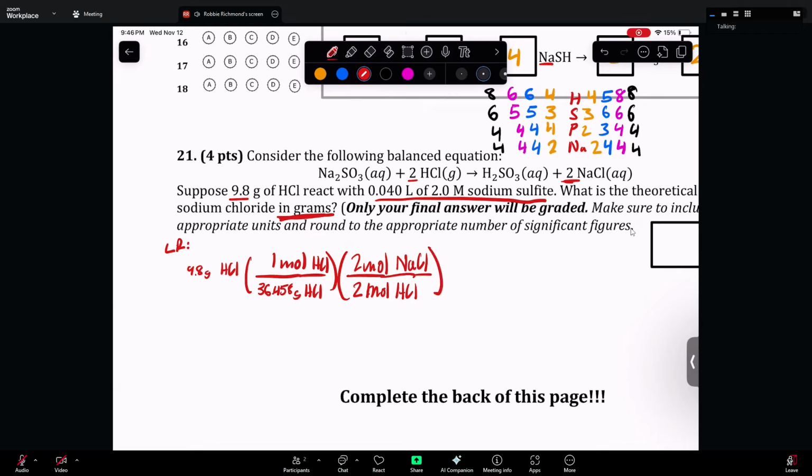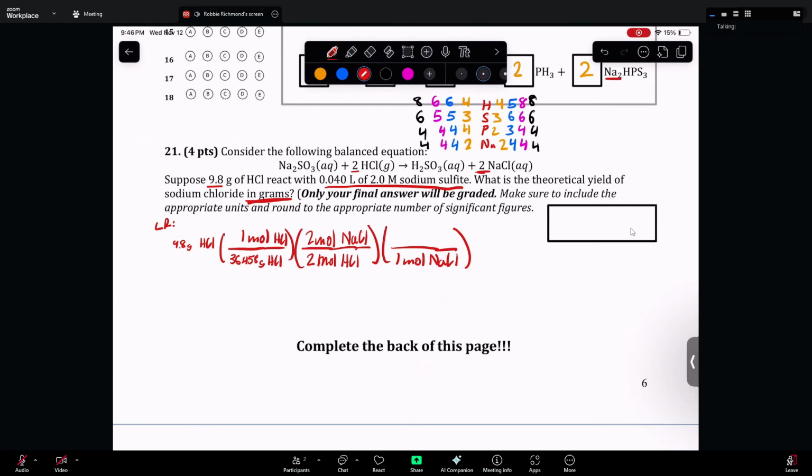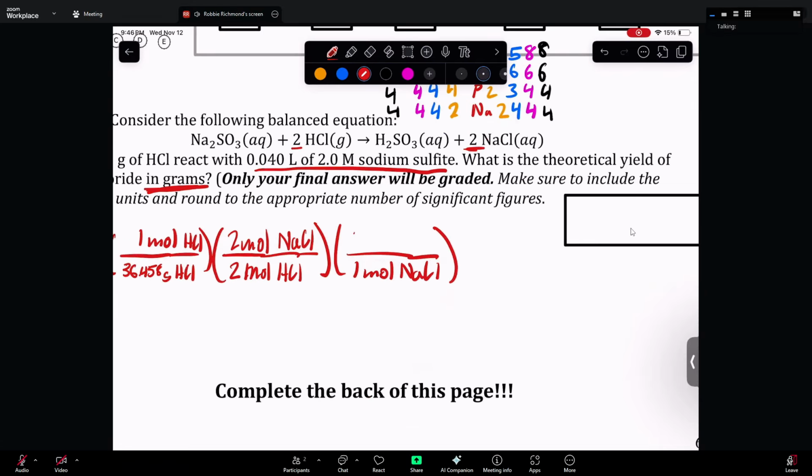Alrighty. Now, since we're looking for grams, I'm just going to convert everything into grams. In 1 mole of NaCl, I have my periodic table with me in person, so let me just calculate this real quick. All right, I get 58.44 grams of NaCl.